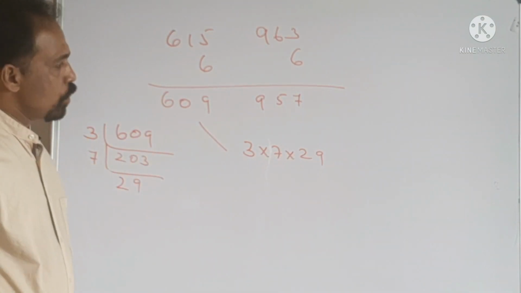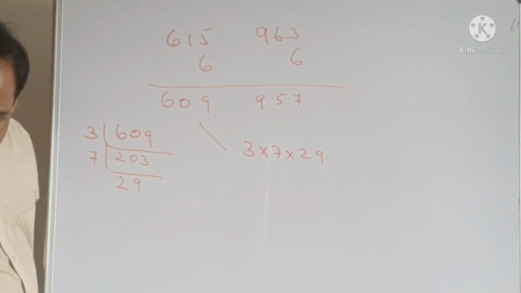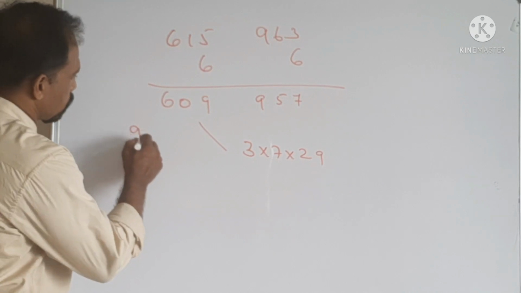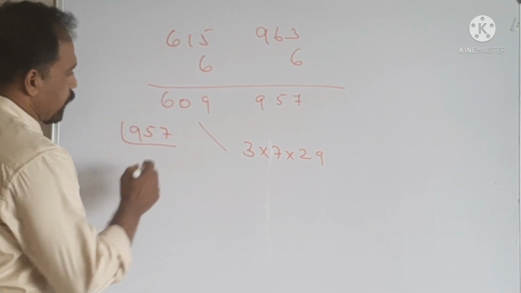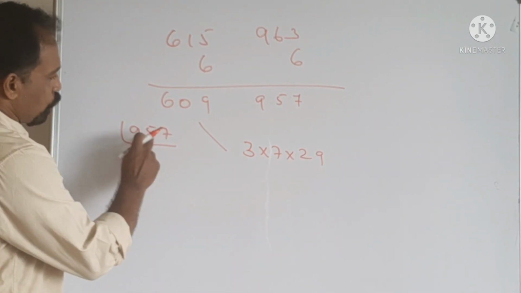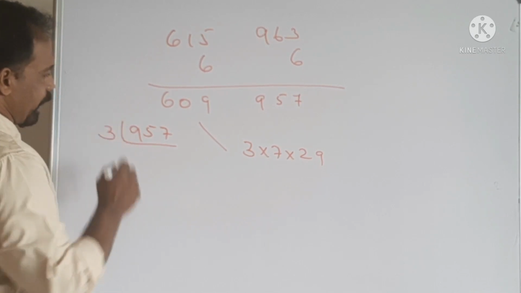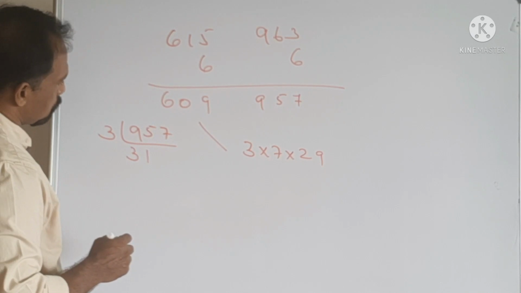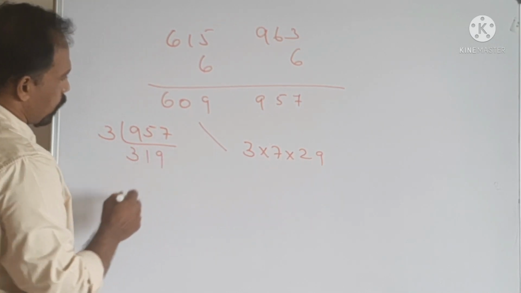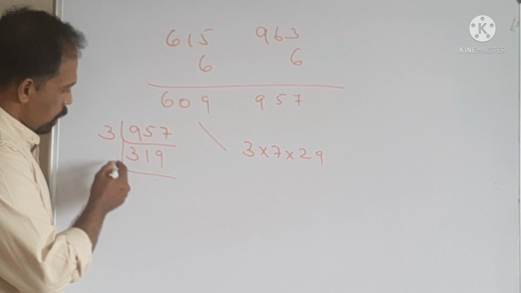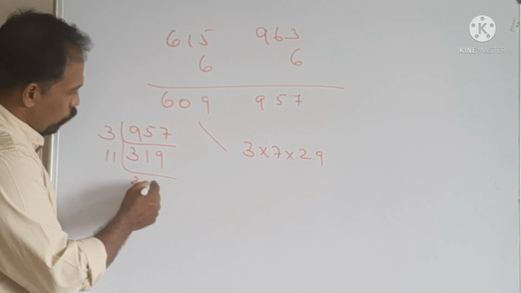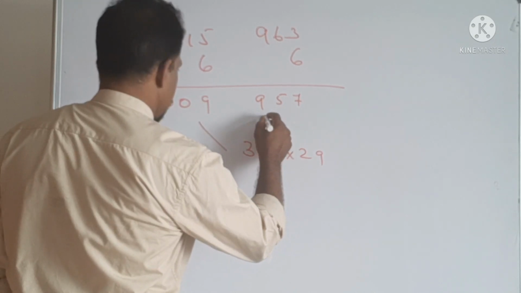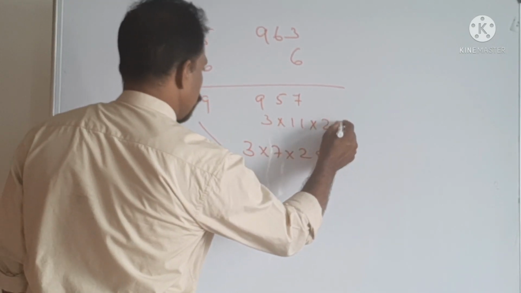Now we have to do 957. In the case of 957, let us check it with 3. 12, 9, okay, this is divisible by 3. So 3, 1, 9, 319, 11. So it will be 29. So we can write 957 as 3 into 11 into 29.